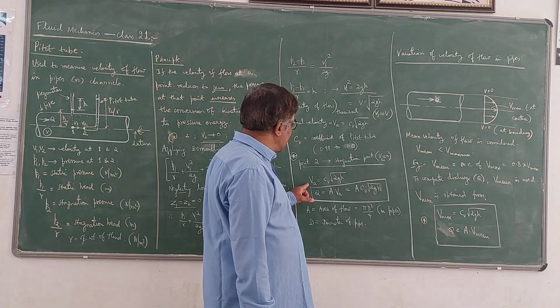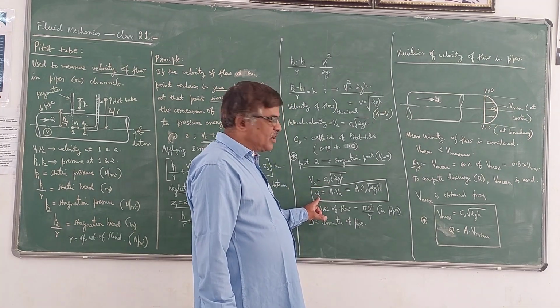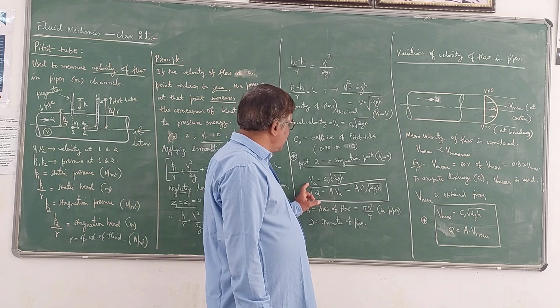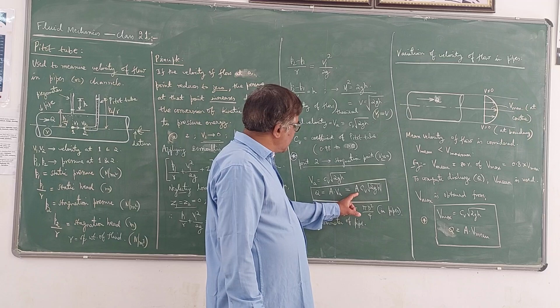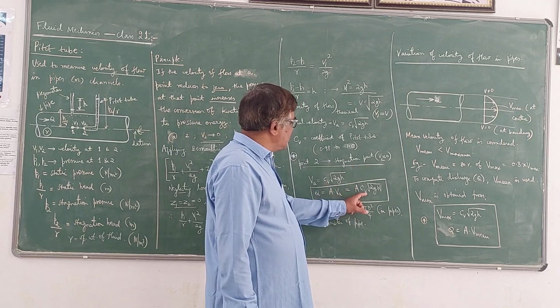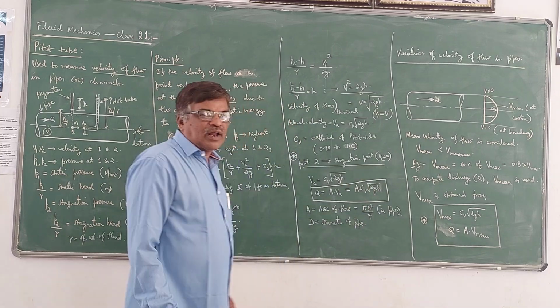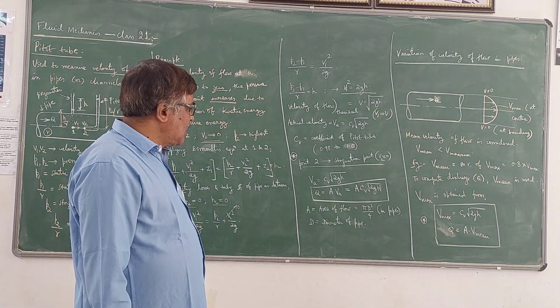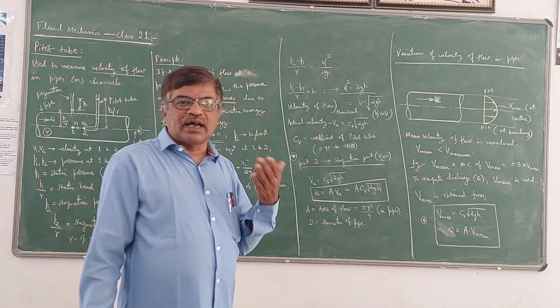Now once you get the actual velocity, you can calculate the rate of flow, the discharge Q, equal to A into VA. So this VA is nothing but the actual velocity. So here VA is nothing but CV into root 2GH. So A into CV into root 2GH gives the value of the rate of flow or the discharge. So this A value depends on the pipe or the channel section.